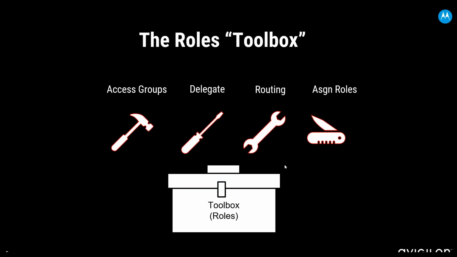So here's the way I like to look at roles. I like to look at roles as a toolbox. A toolbox by itself really doesn't do anything for you. It's the tools that are inside the toolbox that actually make it something useful. So in this little infographic here, we've got access groups designated as the hammer, because that's probably the most commonly used portion of roles. So it's just a good way to remember the toolbox by itself does not do anything. It's the tools inside that are important.